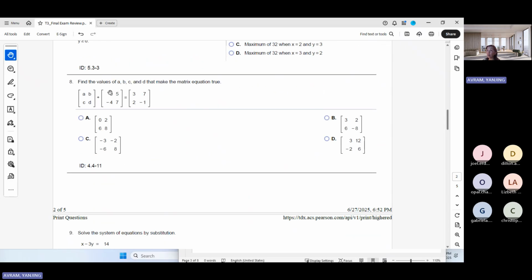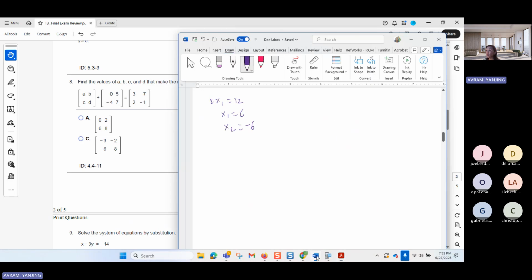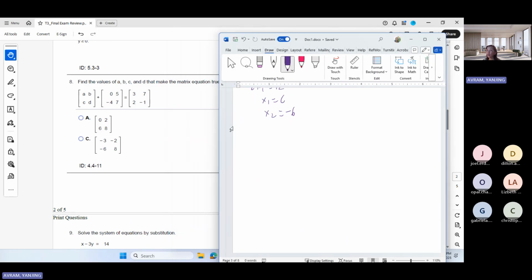4.4, okay, you can have matrix addition, subtraction, multiplication, or even division, okay? The matrix. So find the A, B, C, D to make the matrices equal. Okay, so in order to add matrices together, you have to have the same size. So what does the same size mean? Same row, same column. Okay, so that's called the same size.